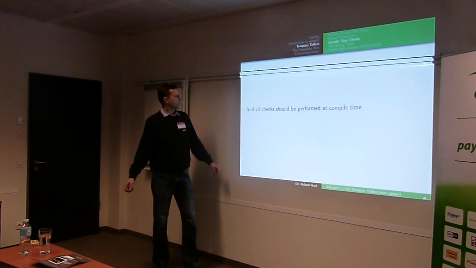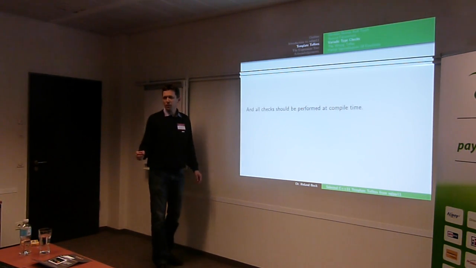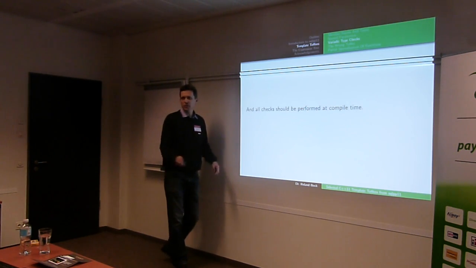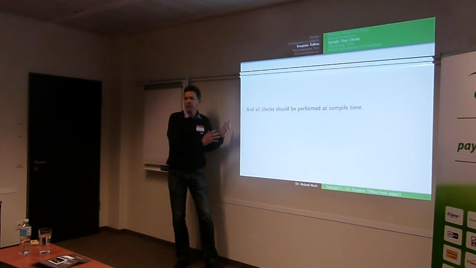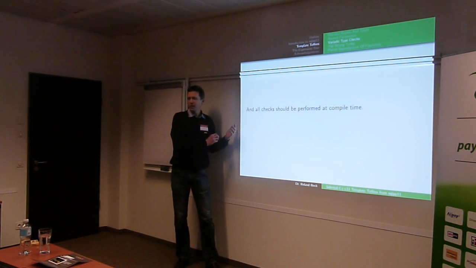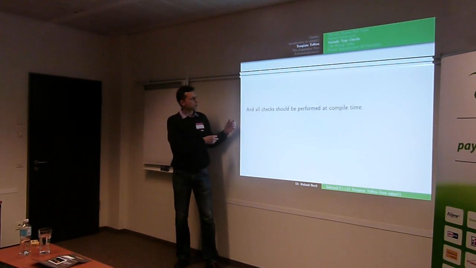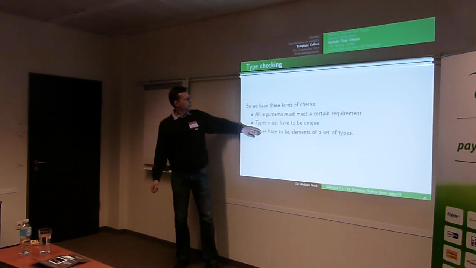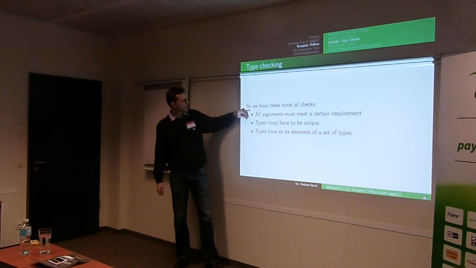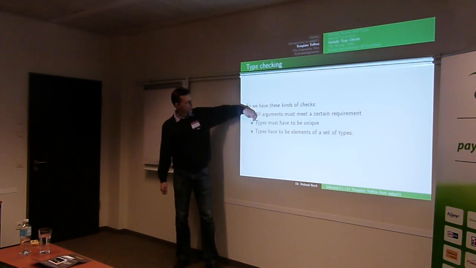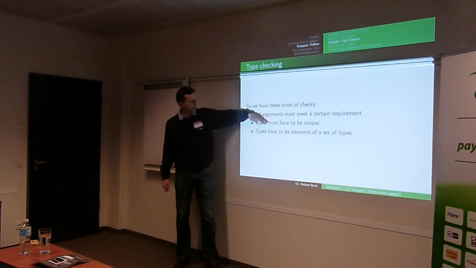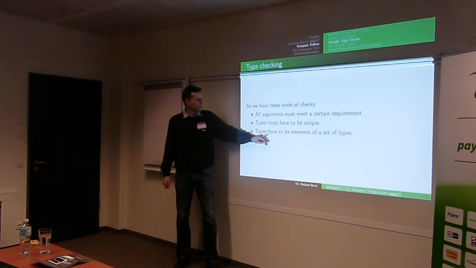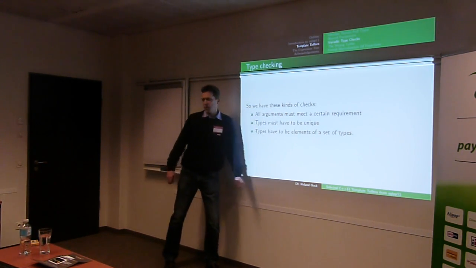So in total, we have everything I said already. These checks have to be done at compile time, of course, because that's the whole beauty of the library, that it gives you immediate feedback. It doesn't make sense to check them at runtime. Since we just took a look at what kind of checks we had: all arguments must meet certain requirements. Types must be unique, and types have to be elements of a set of types.